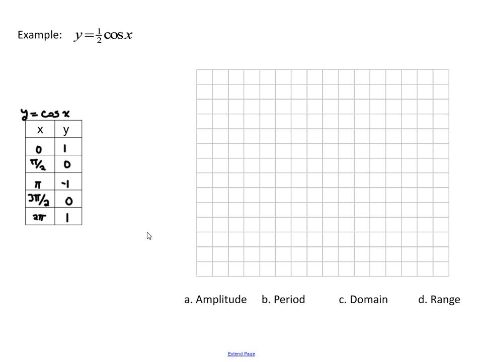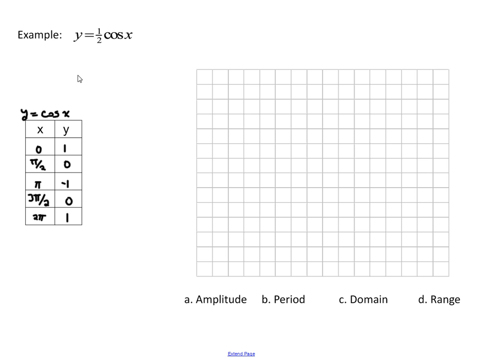Okay, so let's show this same procedure at work when it comes to something like y equals 1/2 cosine of x. And again, for reference, I'm putting our cosine table that we were referencing before, and we're going to use that to help us draw our graph. So in this case, what would we say?